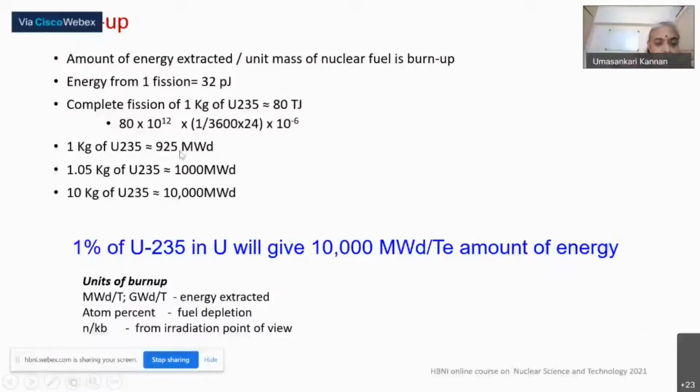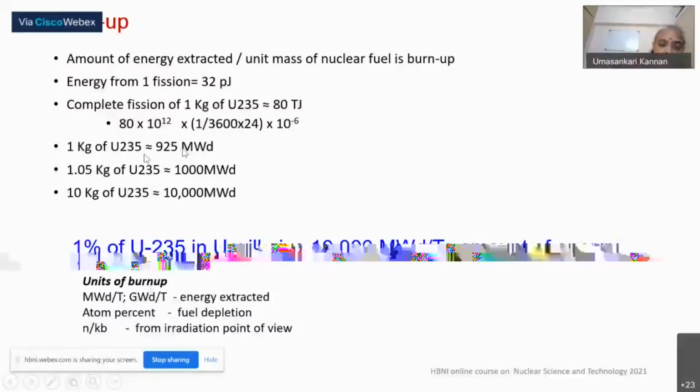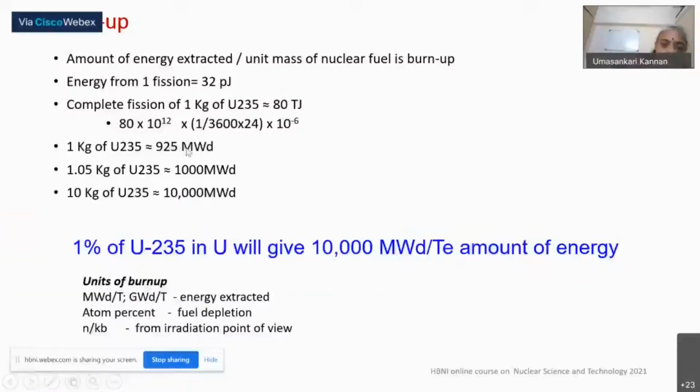You can calculate 925 megawatt day. This is in terajoules. You can make it into megawatts. Then you can convert the seconds into days, you will get megawatt day. So you see that to produce this much energy is in terms of megawatt into day. Kilowatt hour, you must be knowing that is a unit of electricity. Similarly, megawatt day is a unit of burn up here. So you can say that 1 kg of uranium-235 gives you 925 megawatt day.